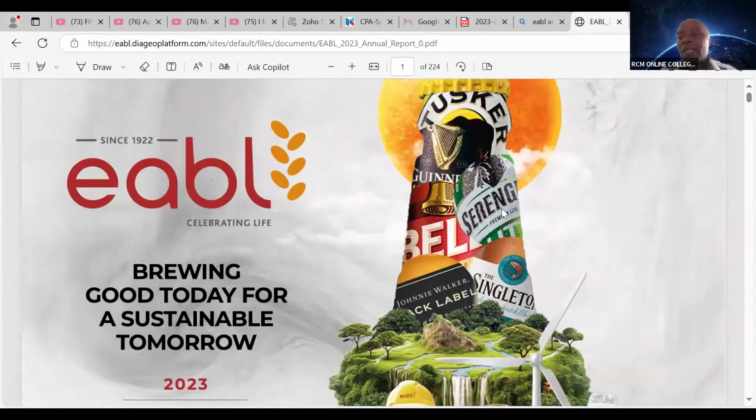Remember now they are in Tanzania, Serengeti. All right. Uganda, they sell Bell. And then of course, we know in Kenya, we have Guinness, Tusker, etc. Right? They've also gone into spirits. And I'm not here to market them. I just want you to see how these people are innovative. All right. So you can see they have the Johnny Walker Black Label, they have the Singleton. All right.